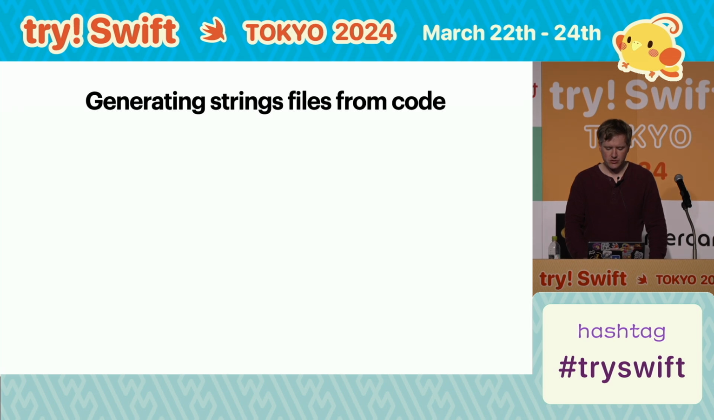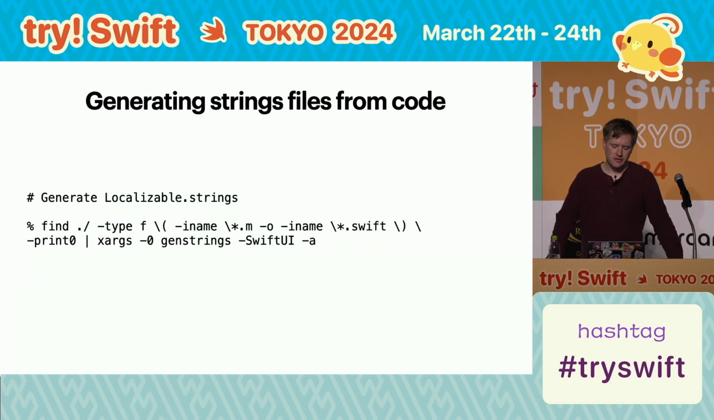So in order to actually run this across your entire project, it might look like a complicated command, but this is a shell script that will use the bash find command to find all of the .m and .swift files, so all the Objective-C and Swift code in your app, pass each of those file names through to the genstrings command, and pass that -SwiftUI argument that I told you about. And then -a just tells it to append to a single file, so you end up with one Localizable.strings file at the end with all the strings from every file in your project.